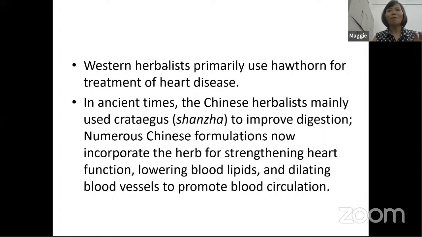Western herbalists primarily use hawthorn for treatment of heart disease. In ancient times, the Chinese herbalists mainly used Crataegus to improve digestion. Numerous Chinese formulations now incorporate the herb for strengthening heart function, lowering blood lipids, and dilating blood vessels to promote blood circulation.